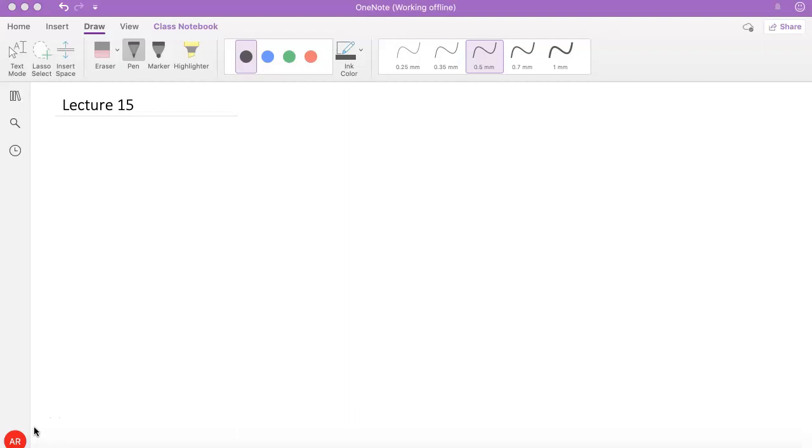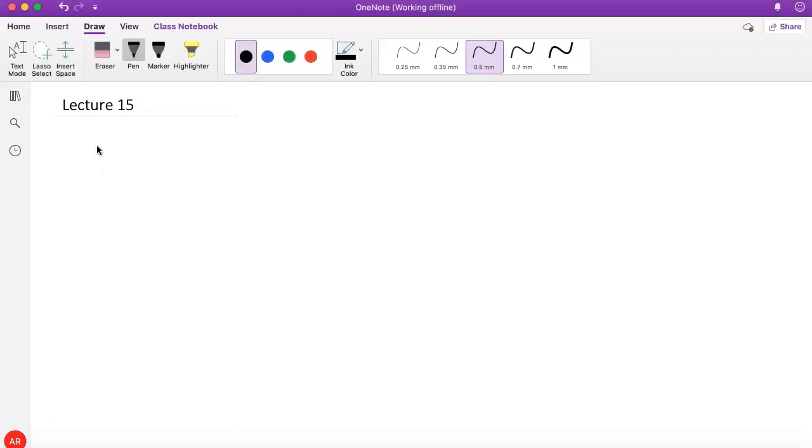Let's get started with lecture 15. So we're continuing the discussion of traveling waves. We're focusing on one-dimensional waves, particularly waves on a string. These are transverse waves that just travel along a string or a rope that's under tension in one direction.